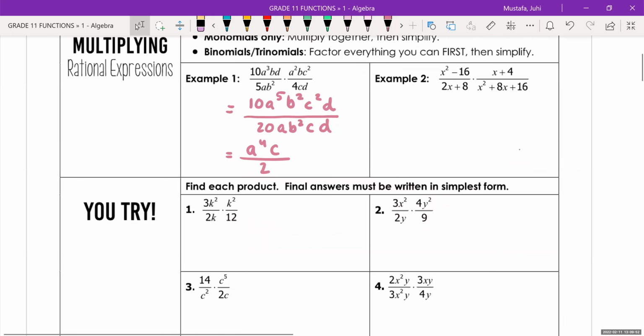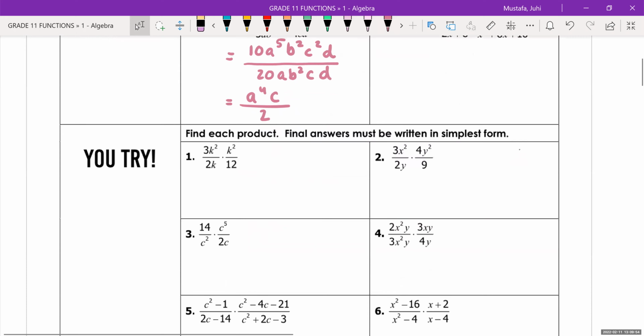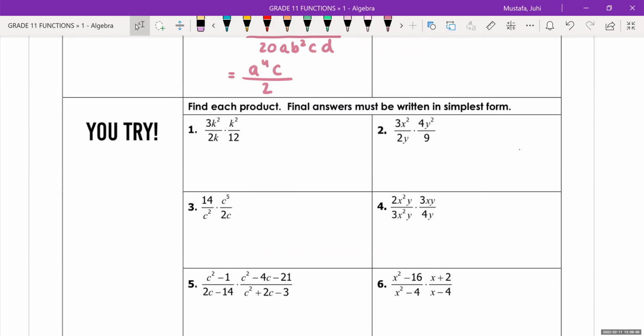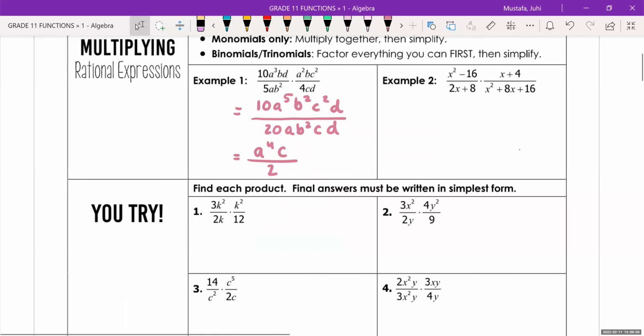Question number 2. I'll skip example number 2. Let's go to question number 2 on this side. Oh, by the way, we have to do our restrictions. So remember, restrictions are anything that make the denominator 0, so it's undefined. And in a question like this, where we're not really crossing out anything, we're going to state the restrictions for the very first original term.